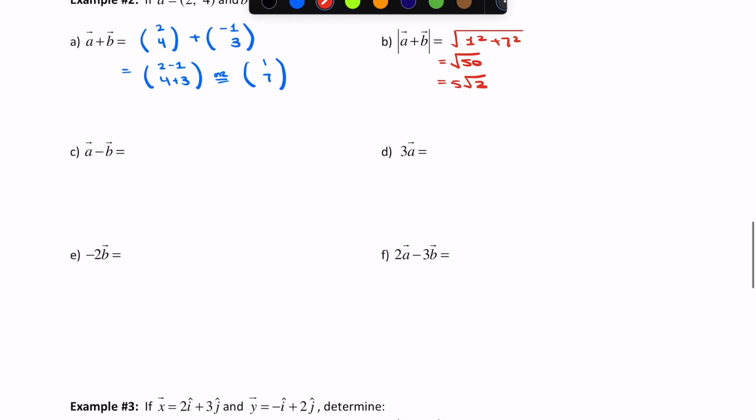Next, we have finding vector a minus vector b. So here we have 2, 4 minus -1, 3. Again, we can write it as 2 minus -1 and 4 minus 3, or we can actually calculate and evaluate it, which would be 3 and 1.